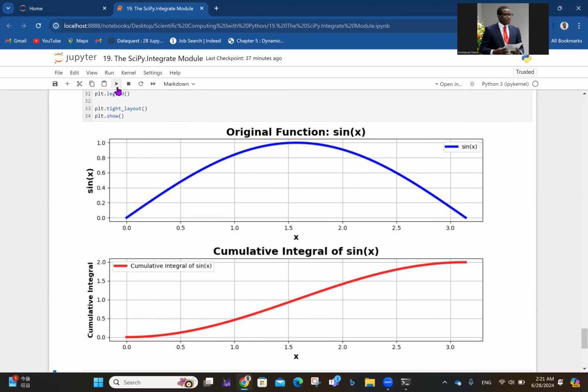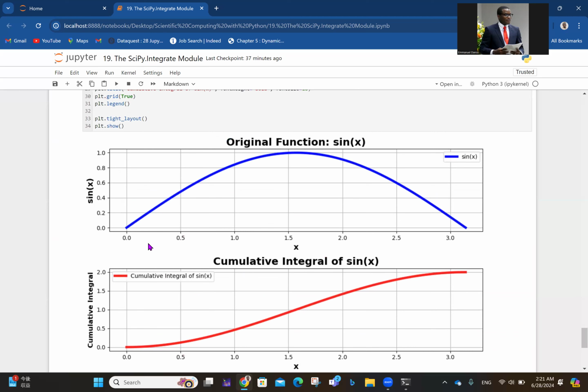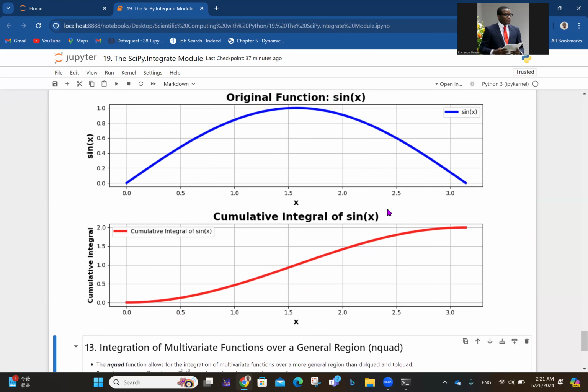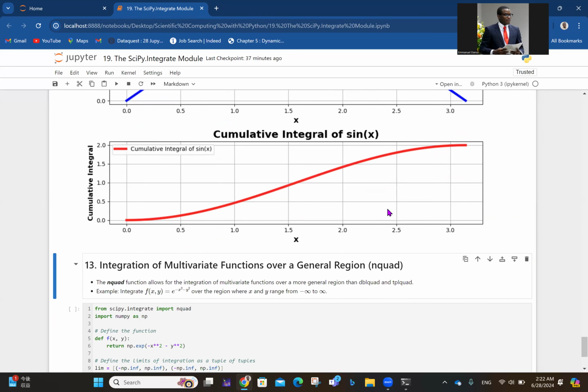So when you do that, you have the original function sine x from 0 to pi, happening like that. And then the cumulative integral goes something like that. So you can see that it is just an estimation, so there'll be a bit of error.